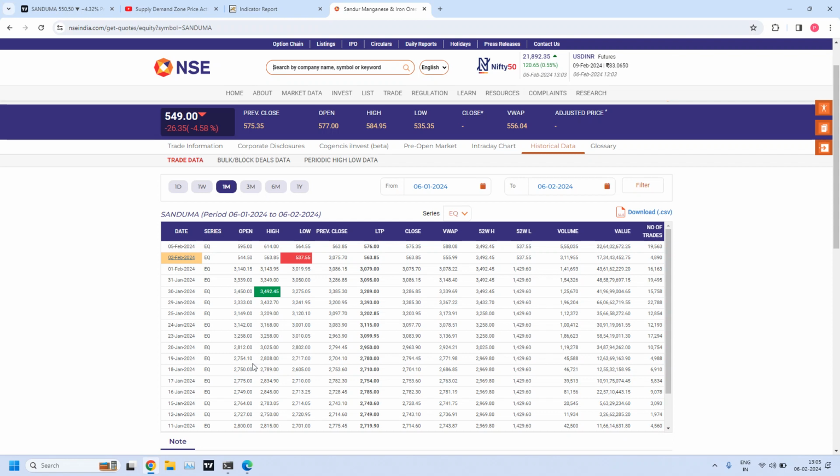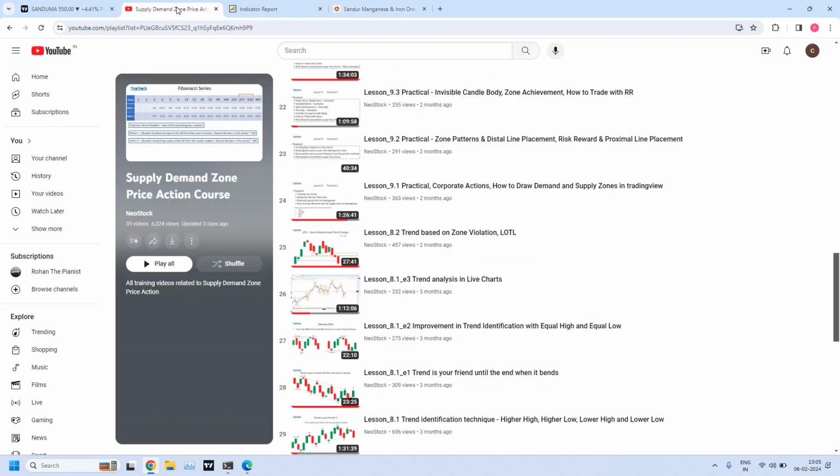I know that point. Even many of the people who are teaching supply demand zone price action probably don't understand the depth of this concept. That could be the reason why they didn't talk about all these things. But I know its importance. Because I know the importance, in lesson 9.1, I have explained about these corporate actions.